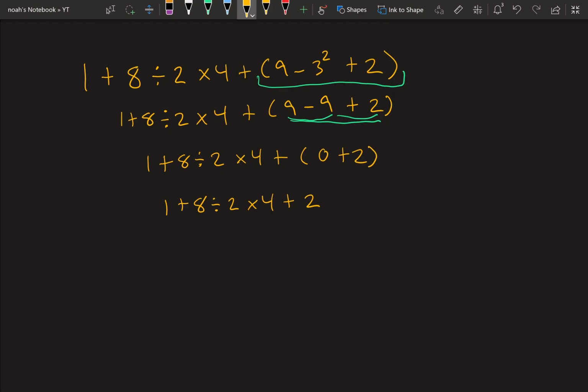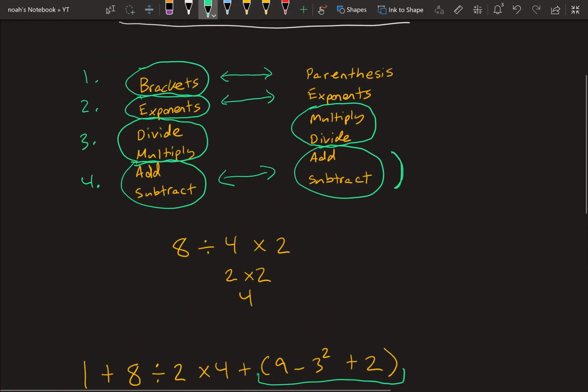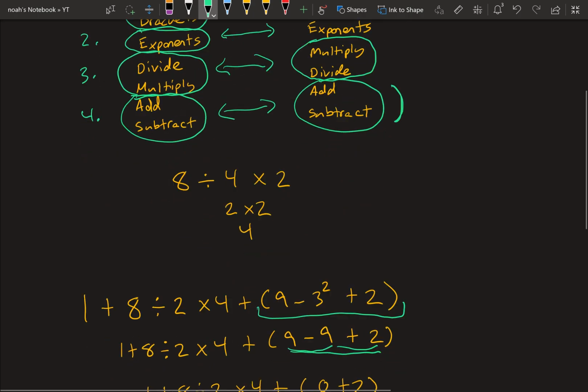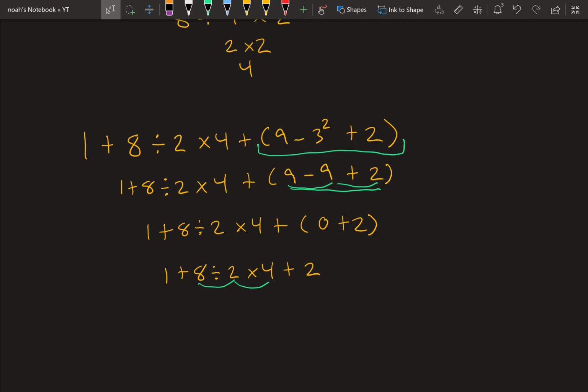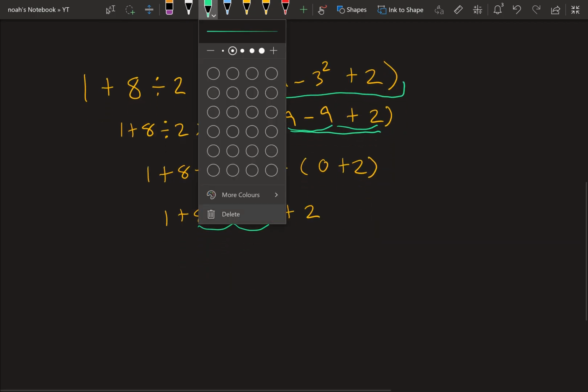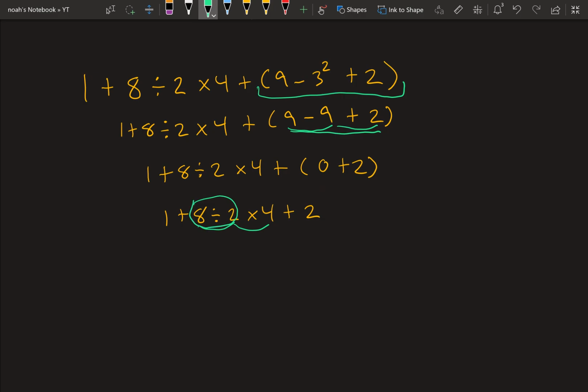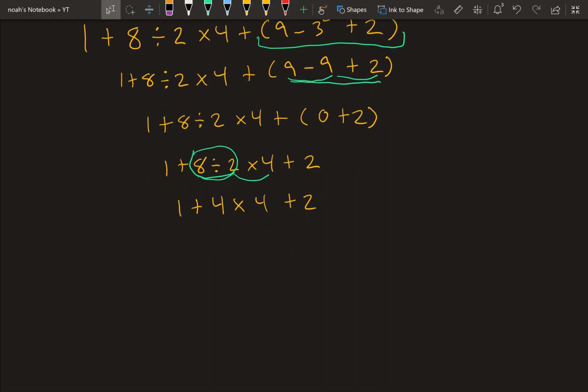And then here, we want to do this or this first. This is where it would differ between methods right here. But always go left to right. So we want to do this one first. So it's 1 plus 4 times 4 plus 2. And then we want to do multiplication. So we get 1 plus 16 plus 2.